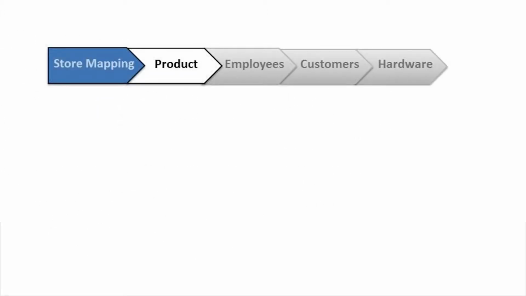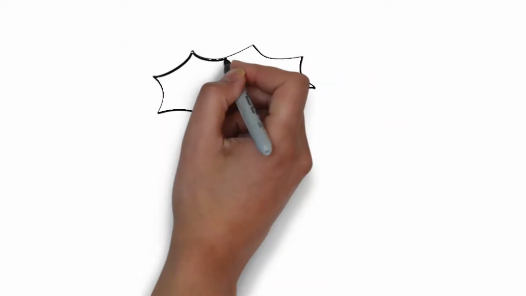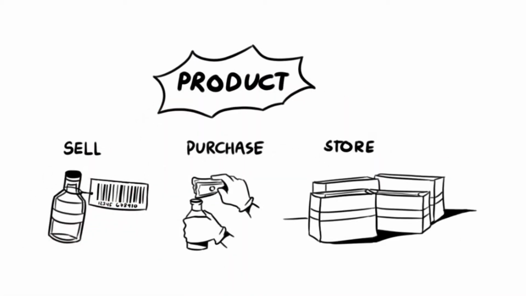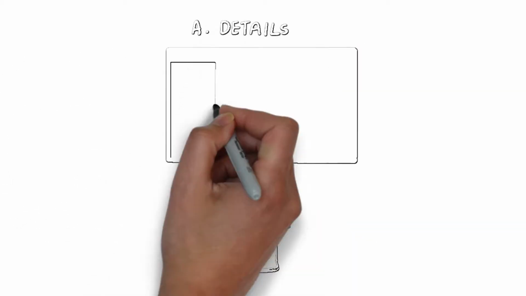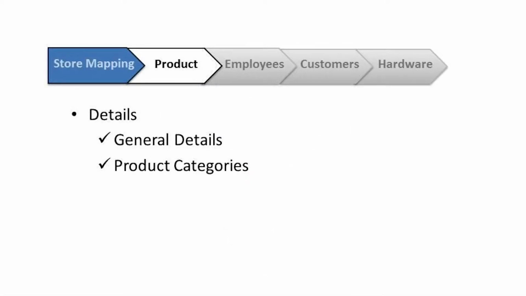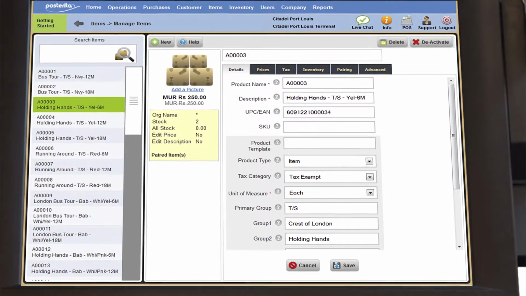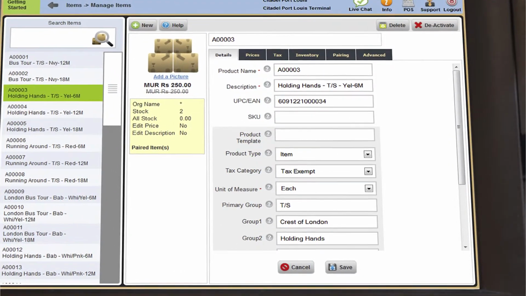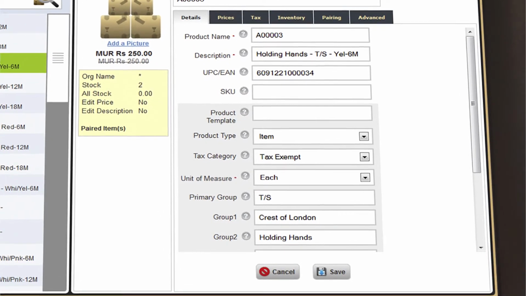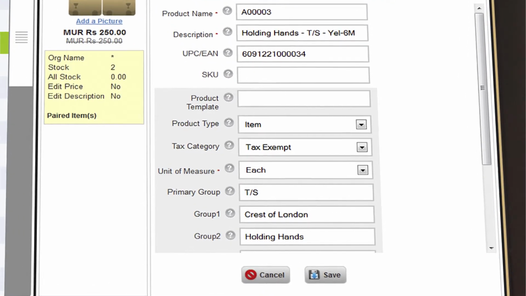Let's see how. A product is anything that you may sell, purchase, or store. When you create a product in Posturita, you need to define 3 different types of information: details, prices, and taxes. In the Details tab, you need to define fields like name, description, unit of measure, and SKU.